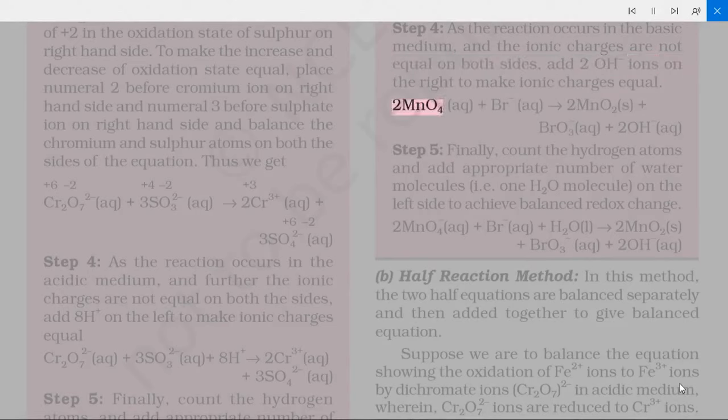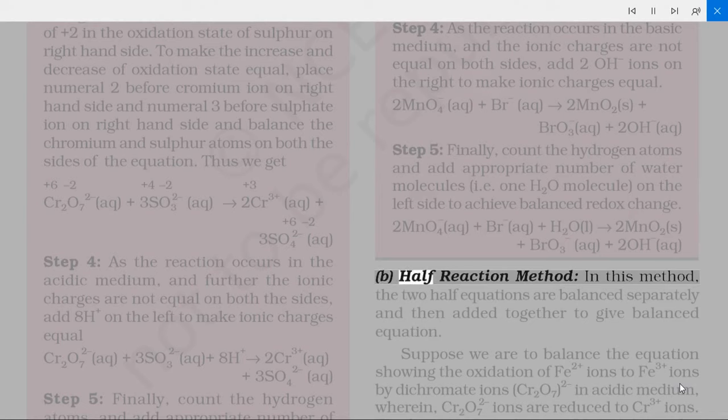2MnO4⁻(aq) + Br⁻(aq) → 2MnO2(s) + BrO3⁻(aq) + 2OH⁻(aq). Step 5. Finally, count the hydrogen atoms and add the appropriate number of water molecules, i.e., 1 H2O molecule, on the left side to achieve a balanced redox change. 2MnO4⁻(aq) + Br⁻(aq) + H2O(l) → 2MnO2(s) + BrO3⁻(aq) + 2OH⁻(aq).